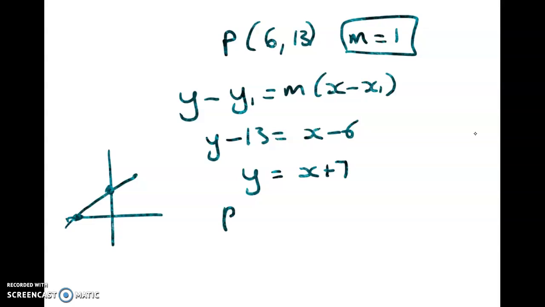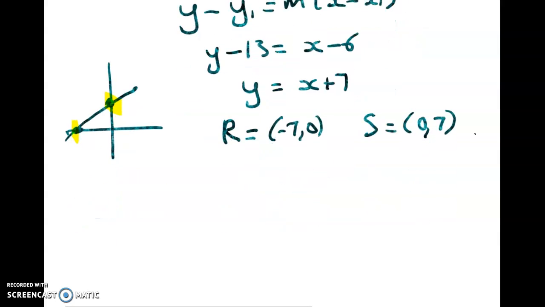So point R, what's point R? Point R is this one here, and point S is this one here. And we can see very quickly by looking that R is equal to -7, 0, and S is equal to 0, 7. Sorry, time for another coffee. 0, 7 here.